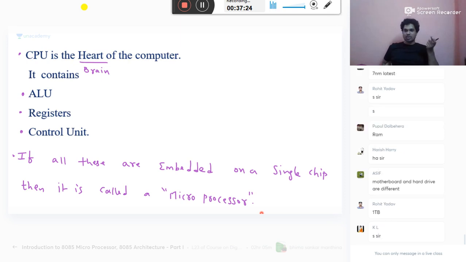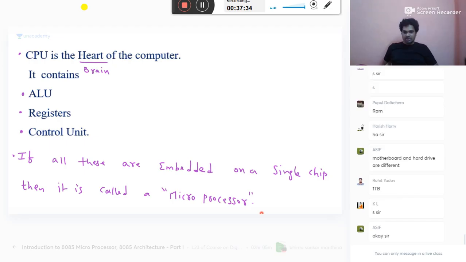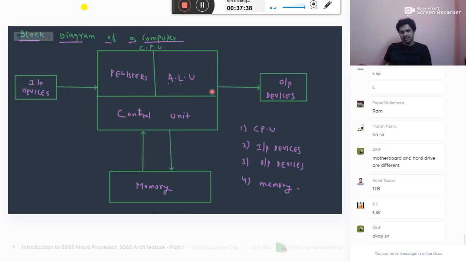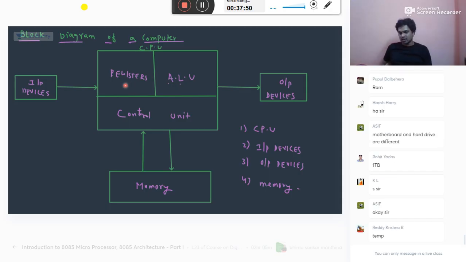If you say motherboard, that is a different case, as the board contains the processor and remaining components, maybe your RAM, etc. So the processor is only this part. Okay, the processor contains memory. Which memory? Register memory, that is volatile memory. Temporary memory you will be having.